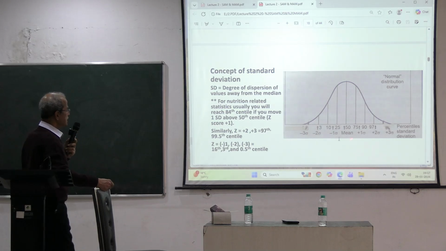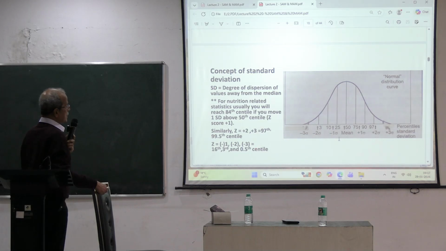If we say 1 standard deviation below normal, the child is on the 16th centile. 2 standard deviations below normal is the 3rd centile, and 3 standard deviations below normal is the 0.5 centile. So that makes us more convenient about this.